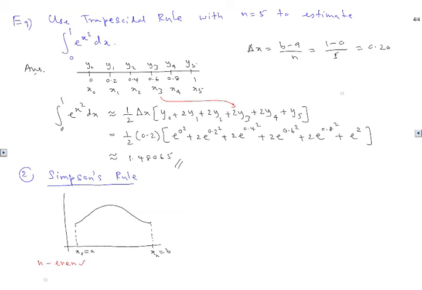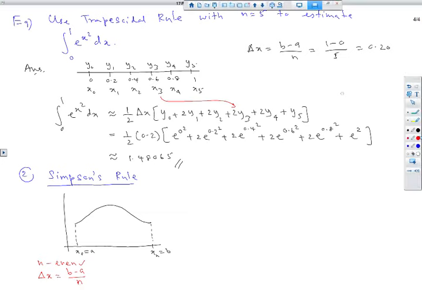And then again the same formula: delta x is (b minus a) over n. But the thing is that n is even, so you divide into an even number of subintervals. That's the first difference compared to the other methods. Now let's see how it works.